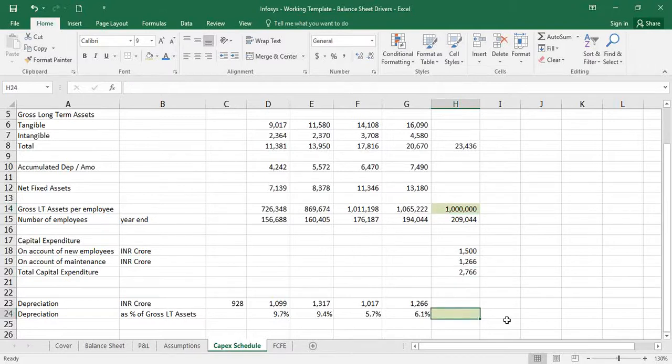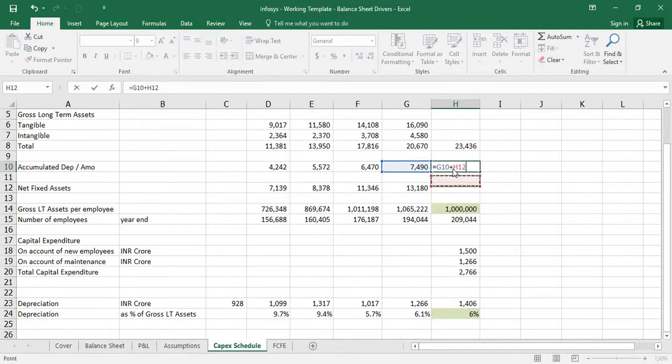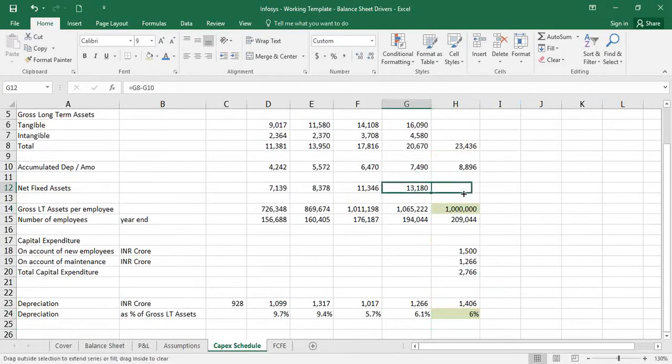And I can make an assumption for depreciation. Let's assume depreciation is 6% of my gross fixed assets. So 6% into my gross fixed assets for the year, that's 1406. That's my depreciation number. Once I have this depreciation number, I can find out accumulated depreciation for the year as a total. So that's 8896. And the difference of these two will give me the net fixed assets for the year, right? So my net fixed assets is 14,540. Remember, this is tangible plus intangible put together.